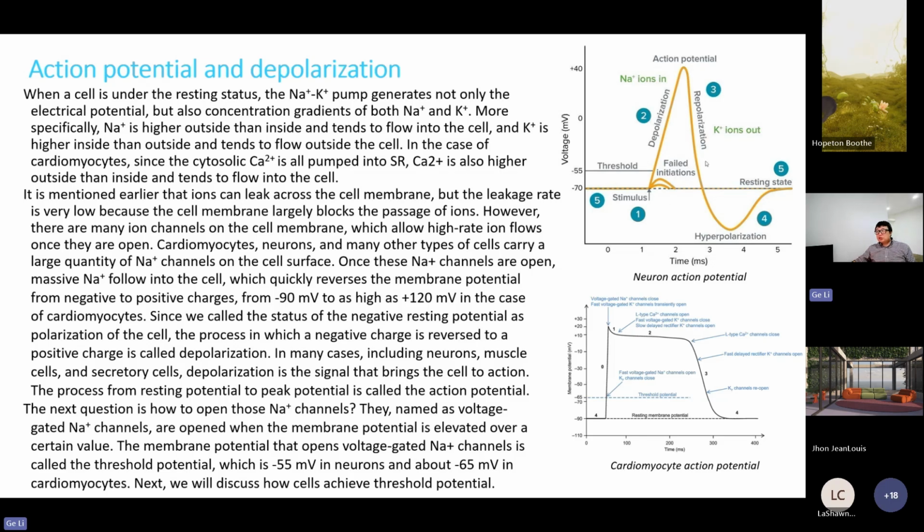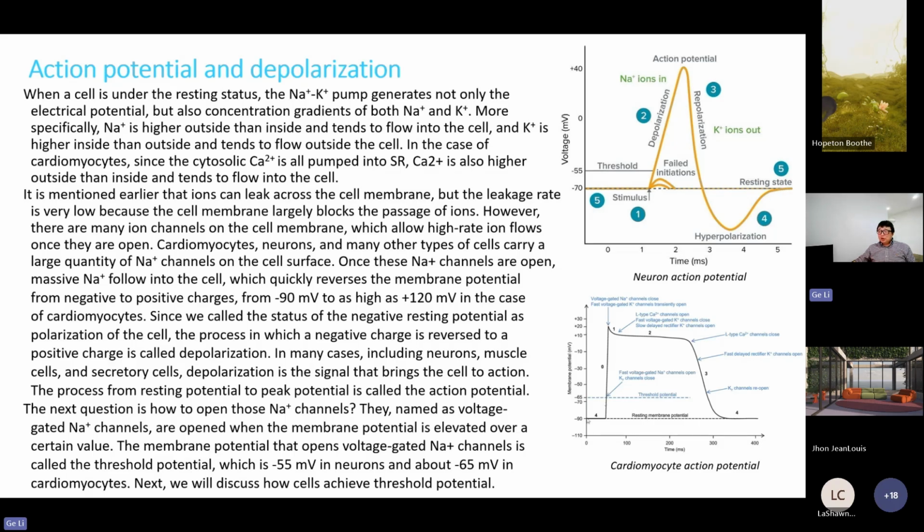And then the action potential chart is totally different between a neuron and a cardiomyocyte. This is a neuron. Resting potential going up, depolarization, and going down, repolarization. And the repolarization goes even further, more negative than before, and they call it hyperpolarization, going down and going back again, eventually back to the resting potential. This is a typical neuron action potential.